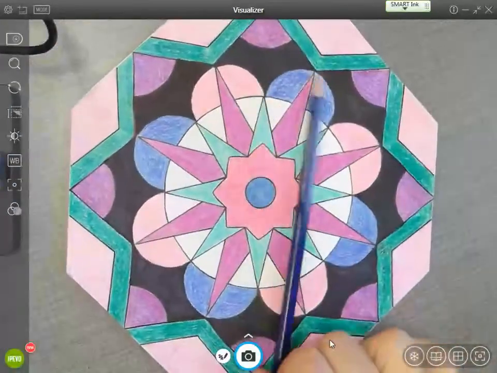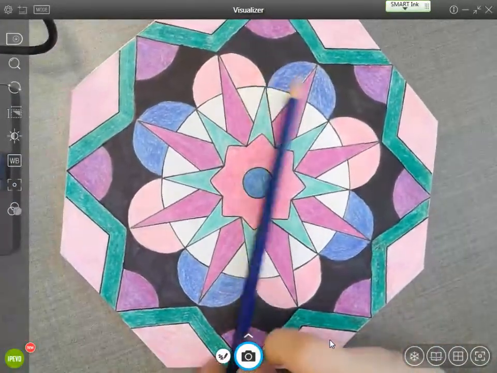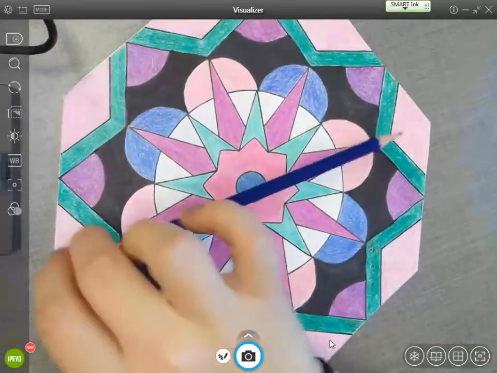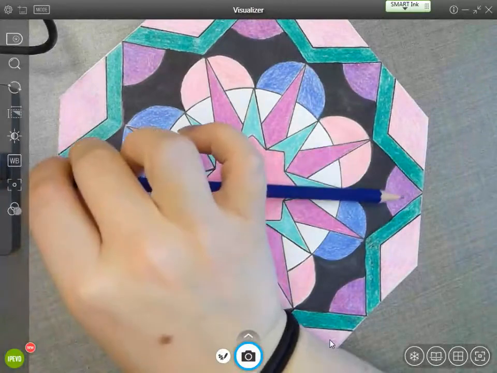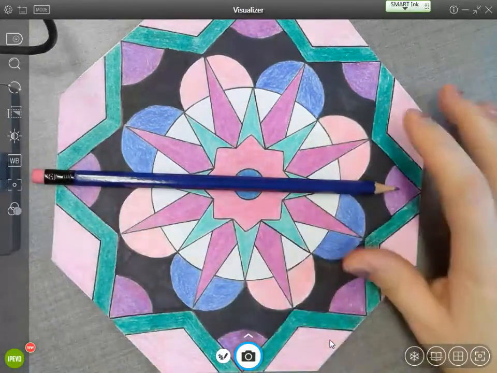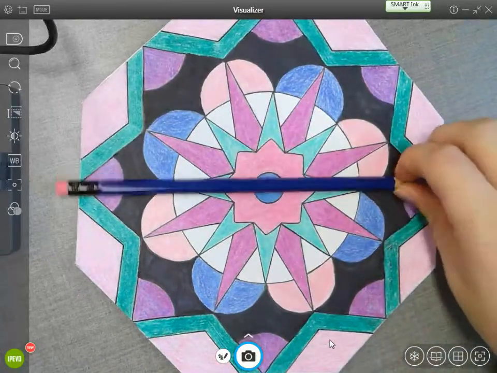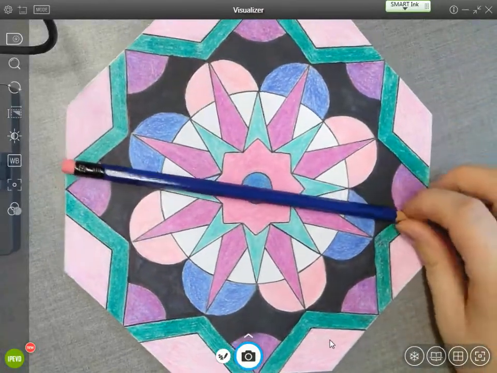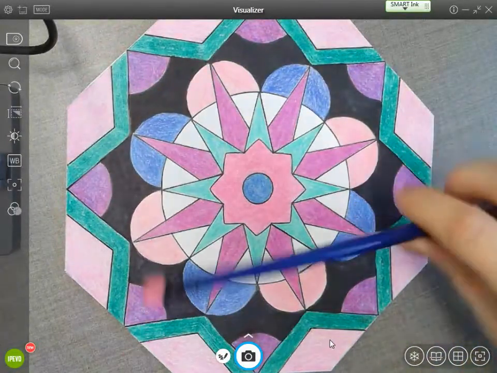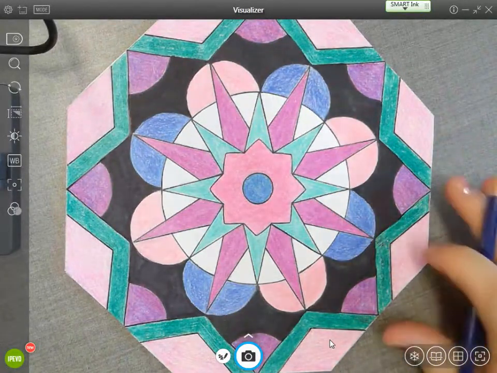4, 5, 6, 7, 8, 9. And then I'm back where I started. So I guess it's just technically 8, because this one is where I began. Okay, so it has 8 lines of symmetry. Some are diagonal, some are horizontal and vertical.